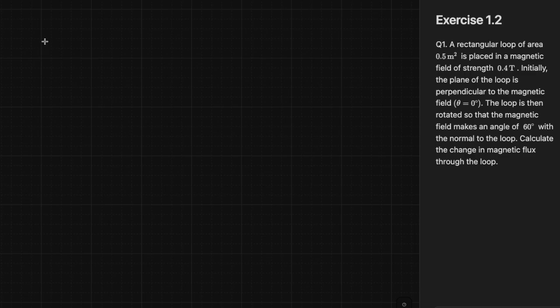Now we will do exercise 1.2. Let's read the first question, question number 1. A rectangular loop of area 0.5 meter square is placed in a magnetic field of strength 0.4 Tesla. Initially, the plane of the loop is perpendicular to the magnetic field. So the angle with the normal will be 0 degree.